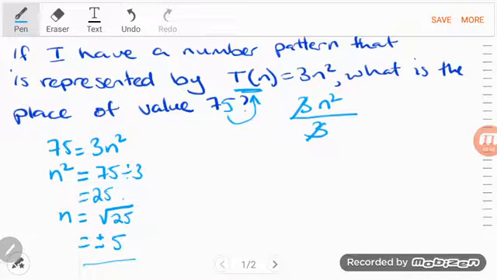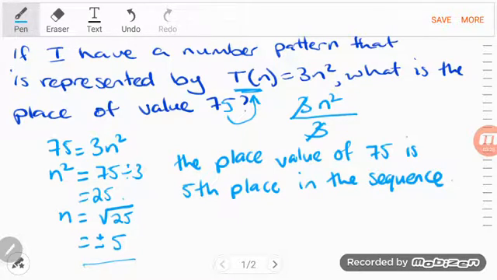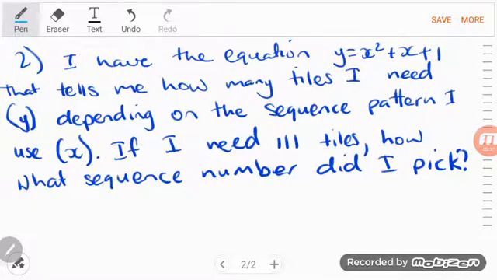So now we've got to use logic to determine if it's positive or negative. So the place value, we've got a word question, we've got to give it a word answer. Place value of 75 is 5th place in the sequence. And then we're done. Let's try one more equation, shall we?